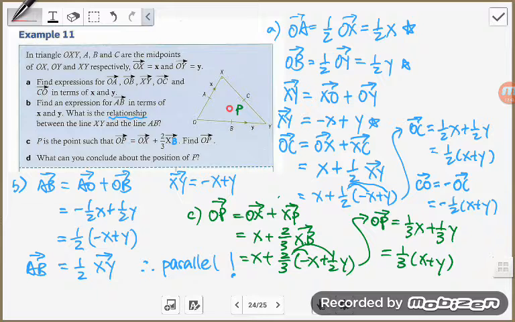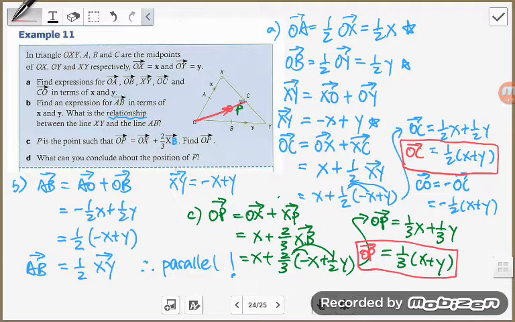So I'm going to look at my vector OP. This is OP, right? And I'm gonna look at my vector OC. Now, if you take a look at these two vectors, what can I say about my vectors OP and OC? What can you say about them? OC is equal to half of X plus Y, OP is equal to 1/3 of X plus Y. Now, I hope your answer is OC is parallel to OP, right?